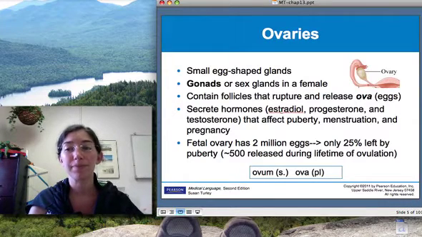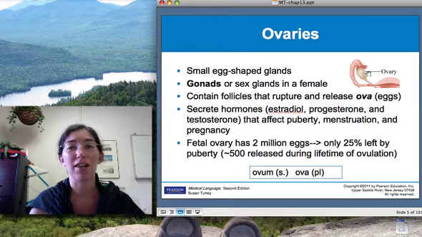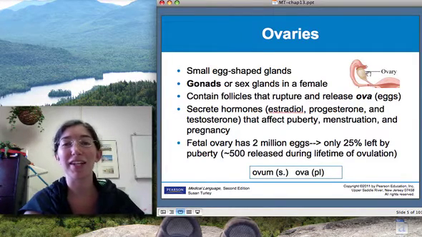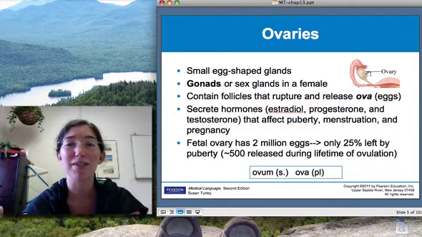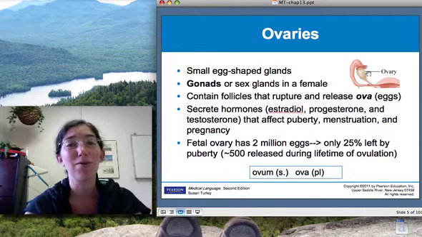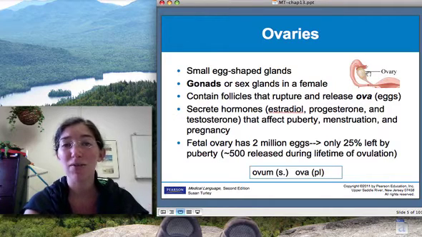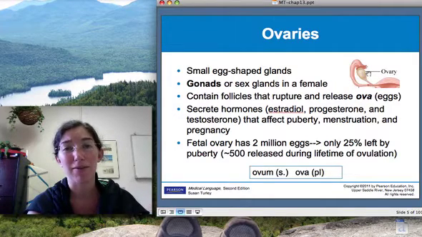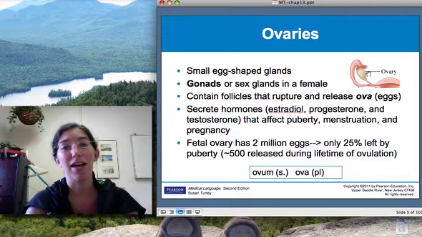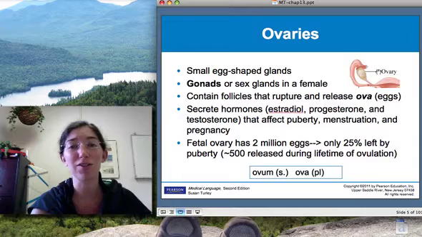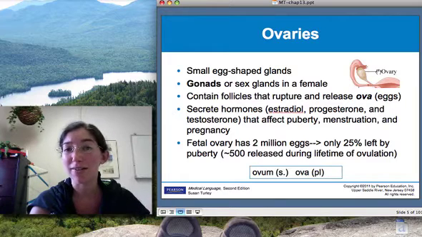So the ovaries we'll start with, kind of the main important organ of the reproductive system, because that is where the ova, the eggs, come from. So because of that, the ovaries are the gonads in the female reproductive system. They are the egg-producing glands, similar to the testes in males.